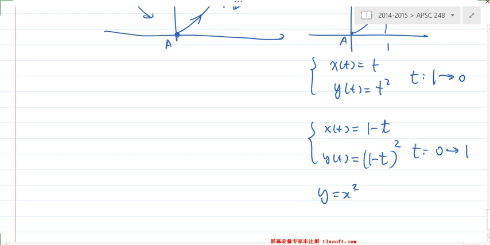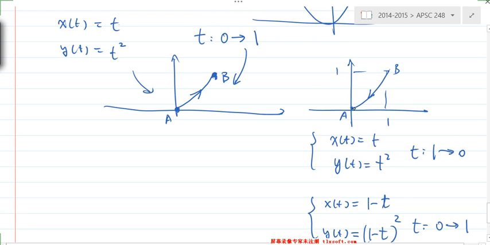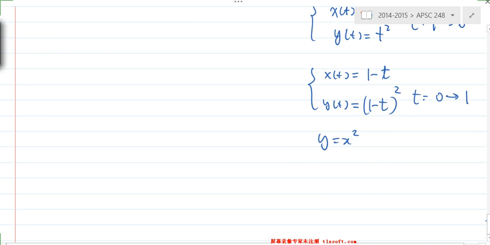Basically, a parametric equation can be used very conveniently to describe the physical motion of a particle, so the trajectory. It's not just a trajectory, but also the actual motion along the trajectory, right? Because just y equal to x squared, you cannot describe a motion from B to A, right? Okay, so that's the point.